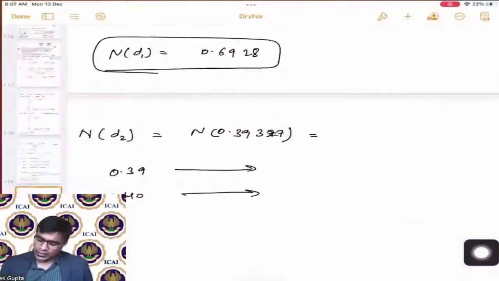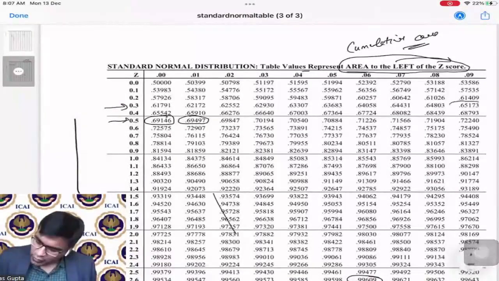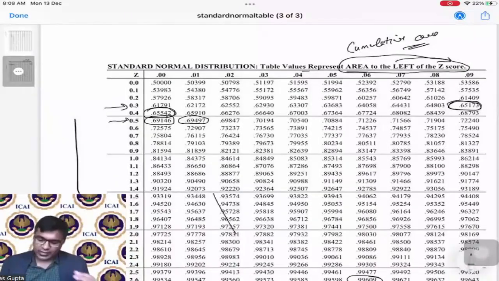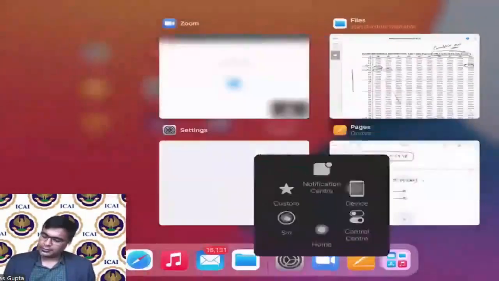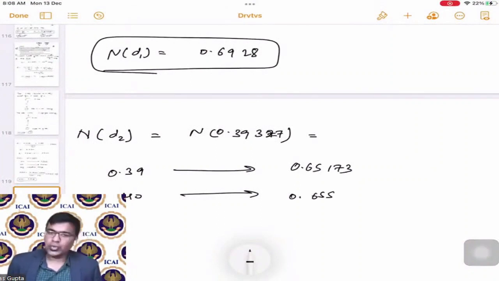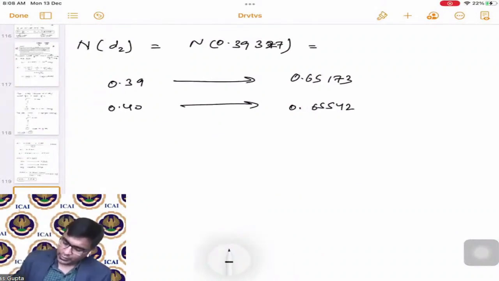So what is the value that we are looking for? 0.39 and 0.40. So 0.39 is actually this value, the last value, which I'm just circling here. And 0.40 is actually this value. Okay, so 0.39 is equal to 0.65173, and 0.40 is 0.65542. Correct? Again, we will use the interpolation technique here.